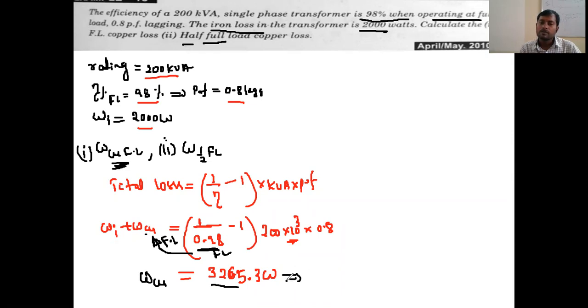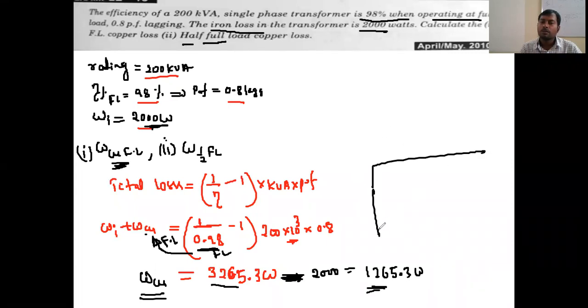So now we need to subtract 2000 watts from 3265.6. We get 1265.3 watts. So these are the total copper losses, this much. And now we need to find the off full load copper losses. The relationship between off full load copper losses and full load copper losses is what we need.